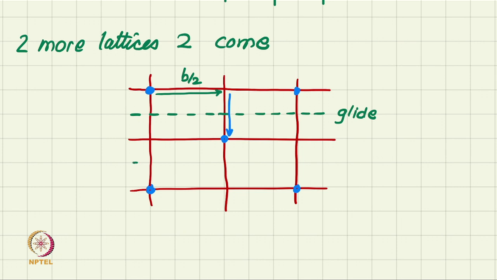Similarly, there is a glide here and there is a glide this way also. And the intersection of glides are also twofold, just like the intersection of mirrors are twofold, the intersection of glides are also twofold. So, now if you compare, you will see that this is really having much more symmetry elements.